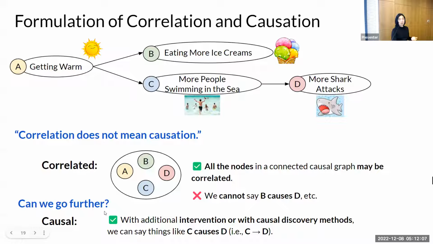Well, then the question becomes, can we go further? We really want something causal. So the hope is that with additional intervention or with causal discovery methods, it would be possible to conclude phenomena such as C causes D. This will also be the emphasis of our following tutorial. How do we move from statistical observation of the data to causal conclusions?